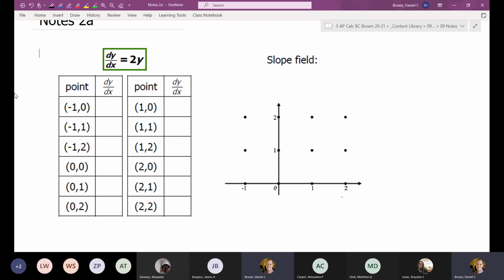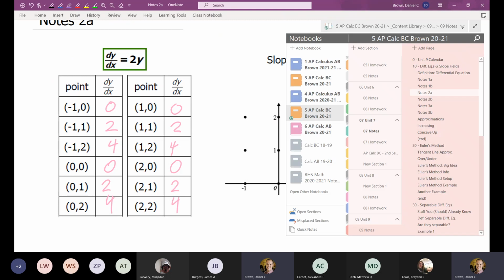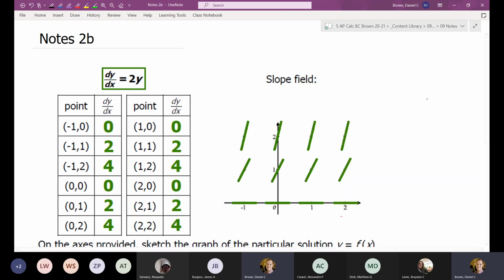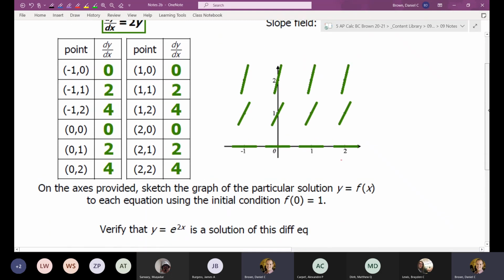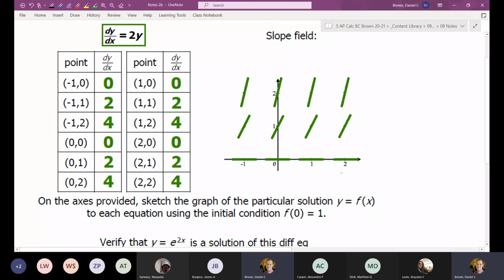Again, it's tedious, but fill in the t-chart. Anytime y is 0, 2 times 0 is also 0. Anytime y is 1, 2 times 1 is 2. And anytime y is 2, 2 times 2 is 4. Again, your slopes don't have to be perfect, but ones that are horizontal should be clearly horizontal. Positive ones should be increasing, and ones that are the same should look parallel. I'm going to go ahead and cheat and just look at the next slide. But that is basically what your slope field should look something like.